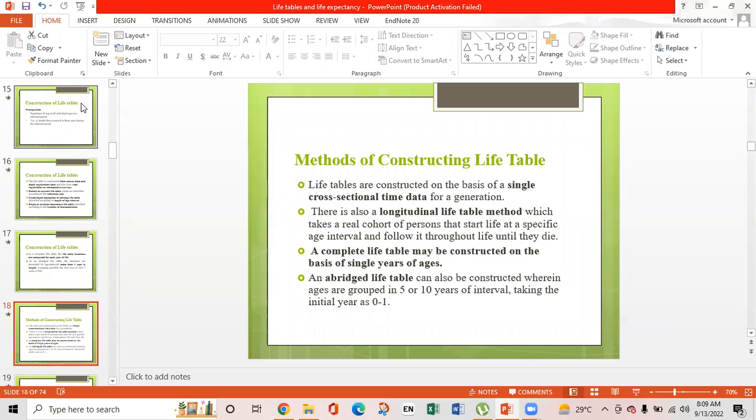A complete life table may be constructed on the basis of single year of age. An abridged life table can also be constructed wherein ages are grouped in 5 or 10 year intervals, taking the initial year as 0 to 1.